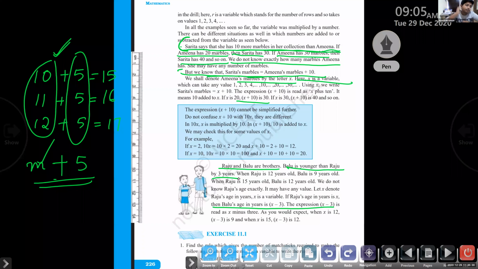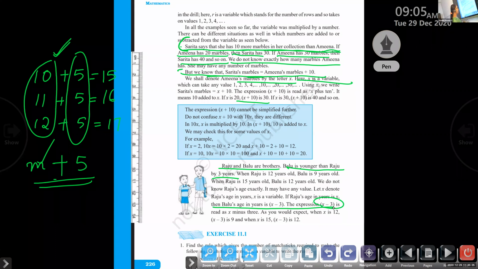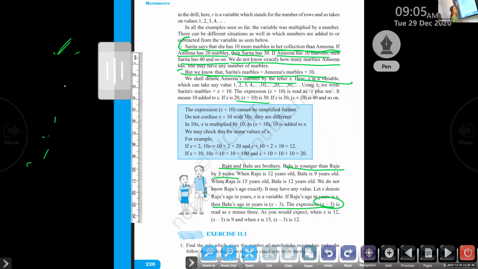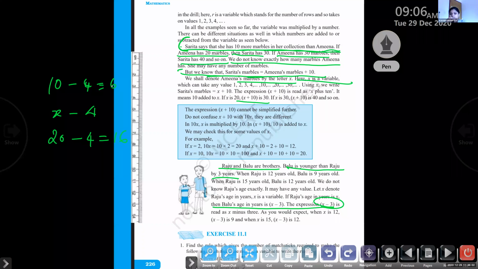So if Devika's age is 20, her sister's age will be 16. So here we are subtracting Devika's and her sister's age. So it is x minus 4. Clear? If Devika is 20, her sister will be 20 minus 4, 16. If Devika is 10, her sister will be 10 minus 4 equal to 6. So in this situation, we are subtracting.